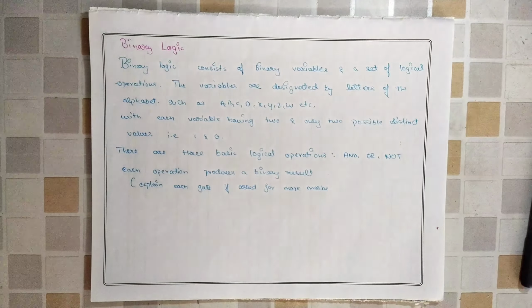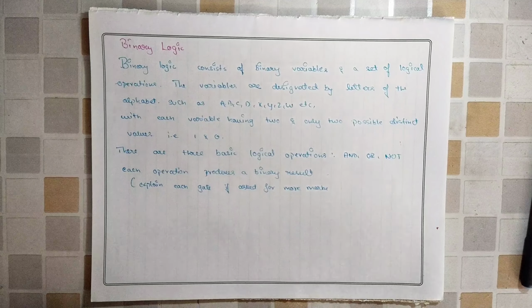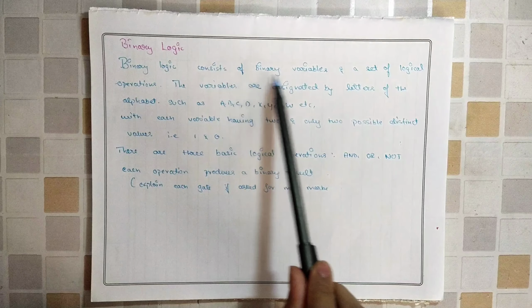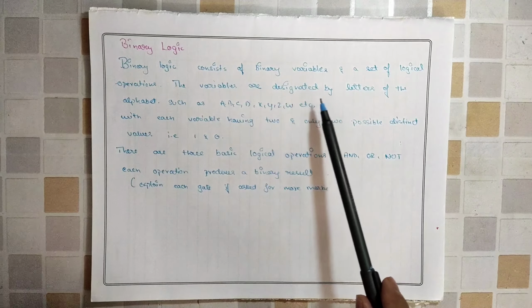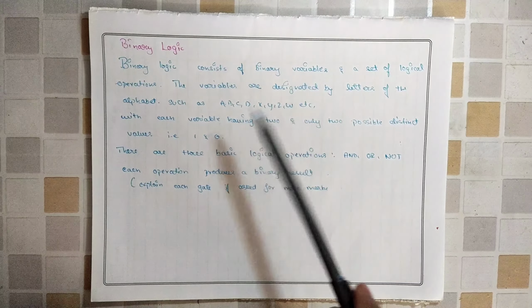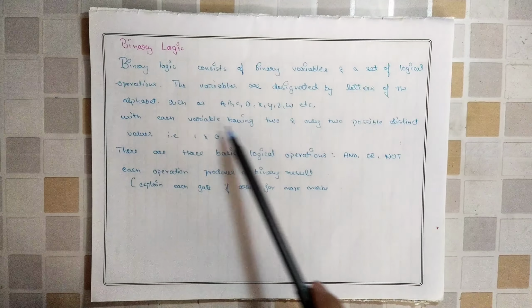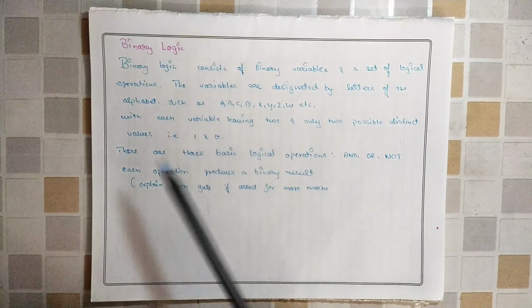So basically, binary means two, just two. In digital design, binary means we'll be talking about zeros and ones. First, let me read the expression. Binary logic consists of binary variables and a set of logical operations. The variables are designated by letters of the alphabet such as A, B, C, D, W, X, Y, Z, etc., with each variable having two and only two possible distinct values, that is 1 and 0.